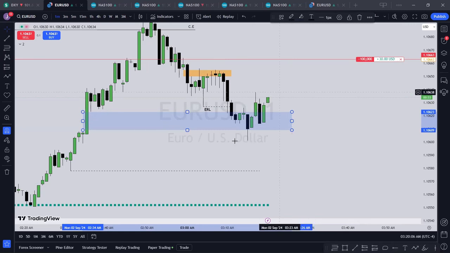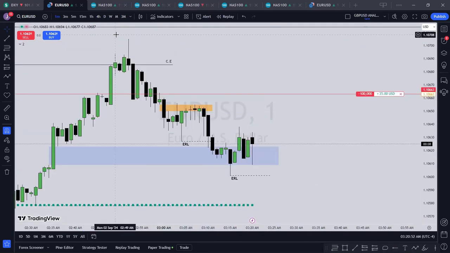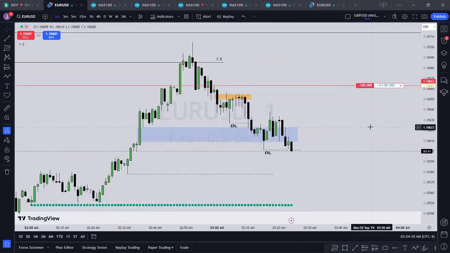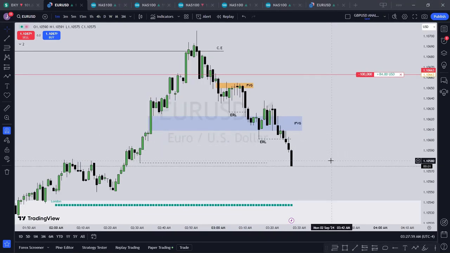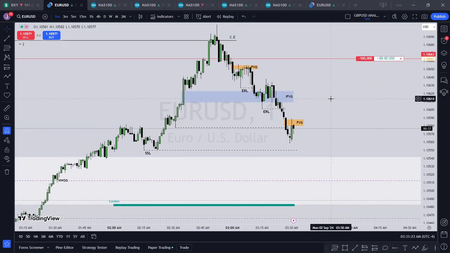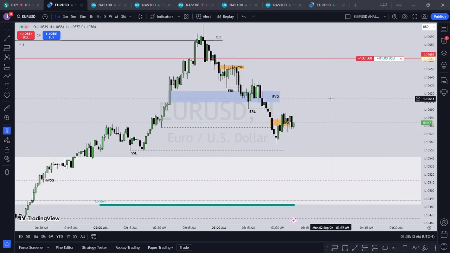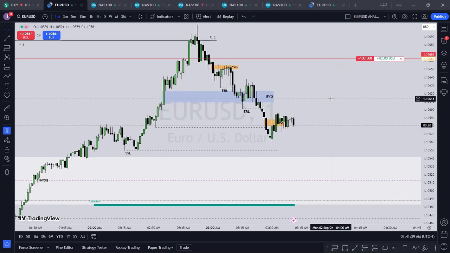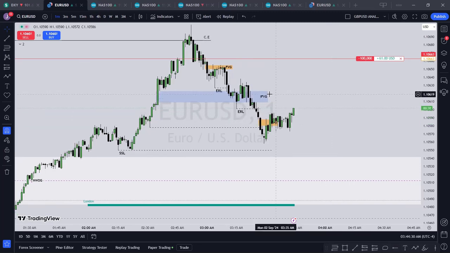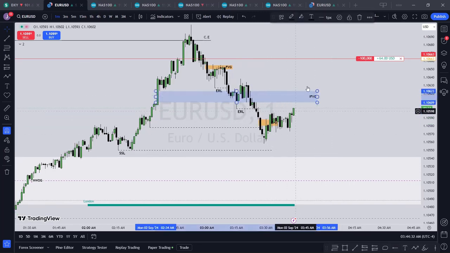So I hope to see price break this low. So let's watch. All right. If this does not hold price, I'm out.